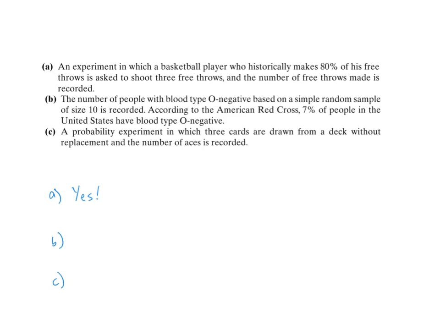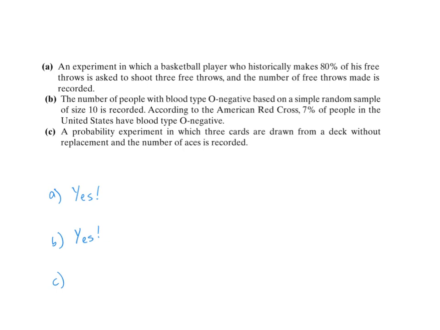And then in B, we have people with O negative blood. Based on a simple random sample of size 10 is recorded. According to the American Red Cross, 7% of people in the United States have O negative blood. That one is also a binomial experiment because of the fixed number of trials, that's our sample size of 10. We have either a success or failure. So either they have O negative blood or they don't. And the probability is always the same. That's the 7% of people who have O negative blood. That letter B, we actually come back to a similar problem in a little bit with more detail.